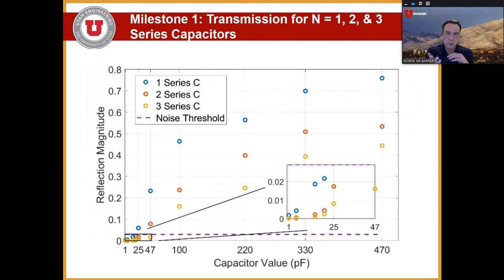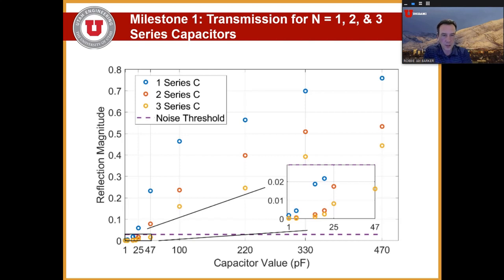The results we found were, as you might expect, that more signal would pass through with fewer capacitors, and more signal would pass through with higher capacitance. As you can see with the blue dots, which are one series capacitor, the magnitude of the reflection increases with the magnitude of the capacitance. That's true for 2 series capacitors and 3 series capacitors. What was a little unexpected was that the trend followed more or less the same line as the higher value capacitors at the lower end as well.